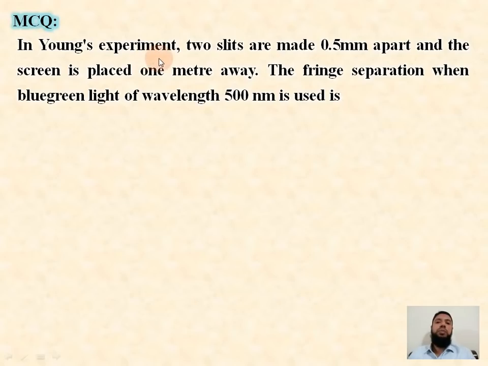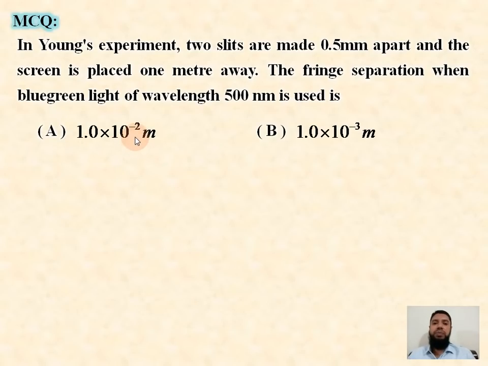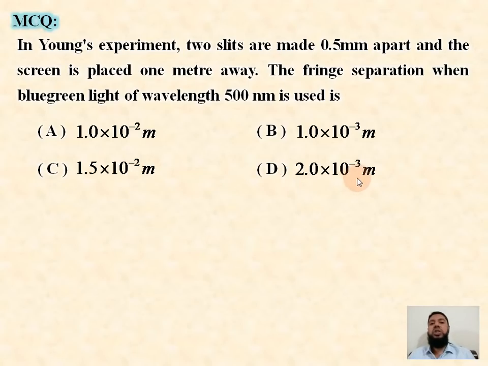In Young's experiment, two slits are made 0.5 mm apart and the screen is placed 1 meter away. The fringe separation when blue-green light of wavelength 500 nanometer is used is: option A, 1.0 into 10 power minus 2 meter; option B, 1.0 into 10 power minus 3 meter; option C, 1.5 into 10 power minus 2 meter; and option D, 2.0 into 10 power minus 3 meter.